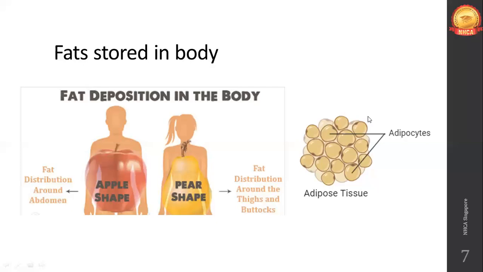So when we talk about the apple-shaped body and pear-shaped body, which do you think has a higher risk of cardiovascular diseases?